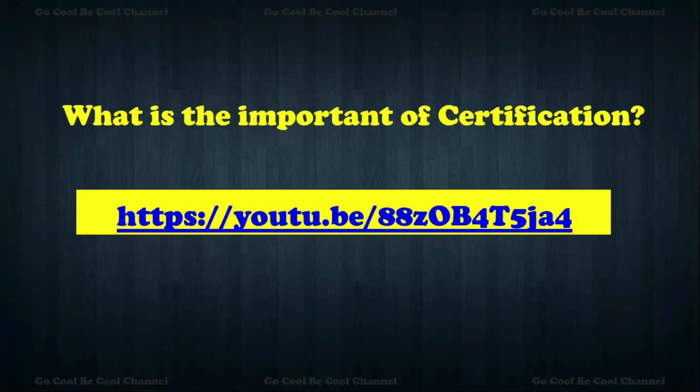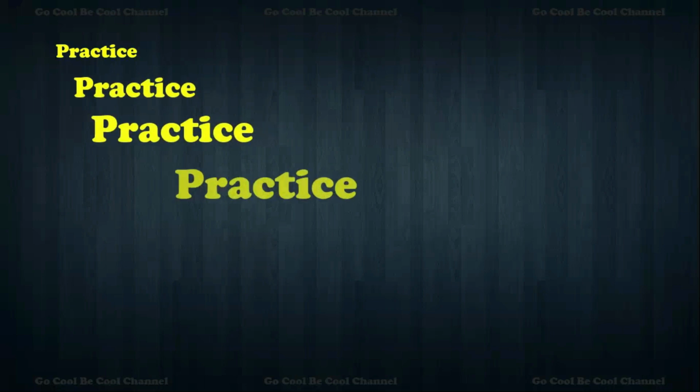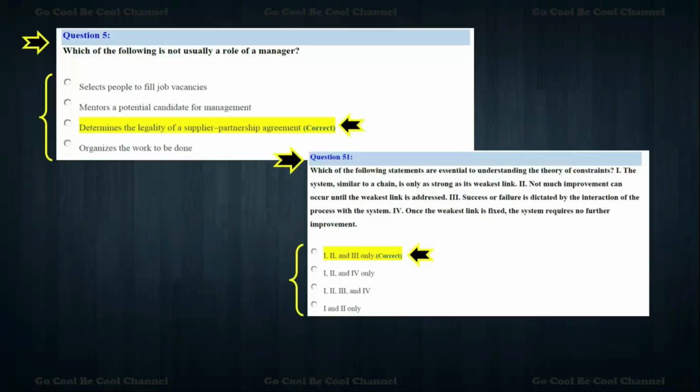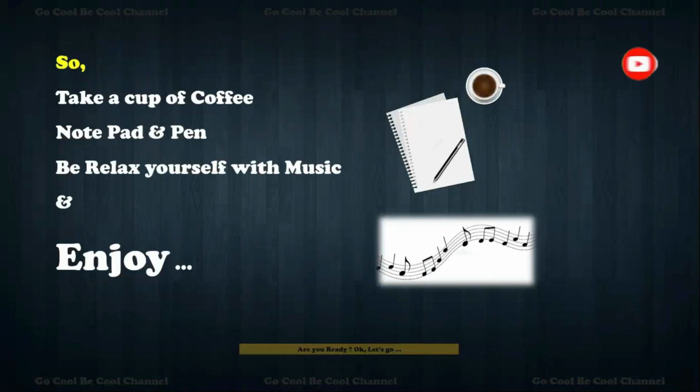What we are supposed to do is practice on your own. Without practice, nothing is going to happen. So practice is supposed to be there. We are going to see the questions. The questions are highlighted in blue color, and the answer is also given in yellow, which is marked with an arrow. The more you practice, the more you perform.